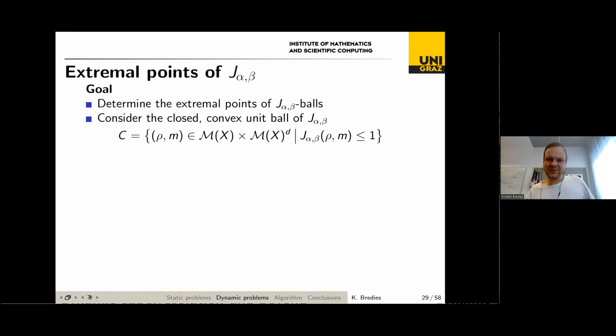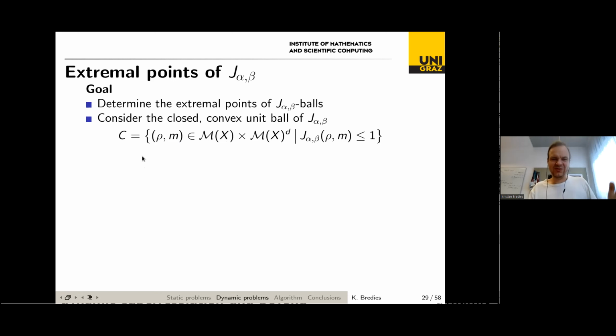Okay, now what you can do for this kind of energy is consider the balls of this energy, right? So where the energy is bounded by one, and look at the extremal points of these.